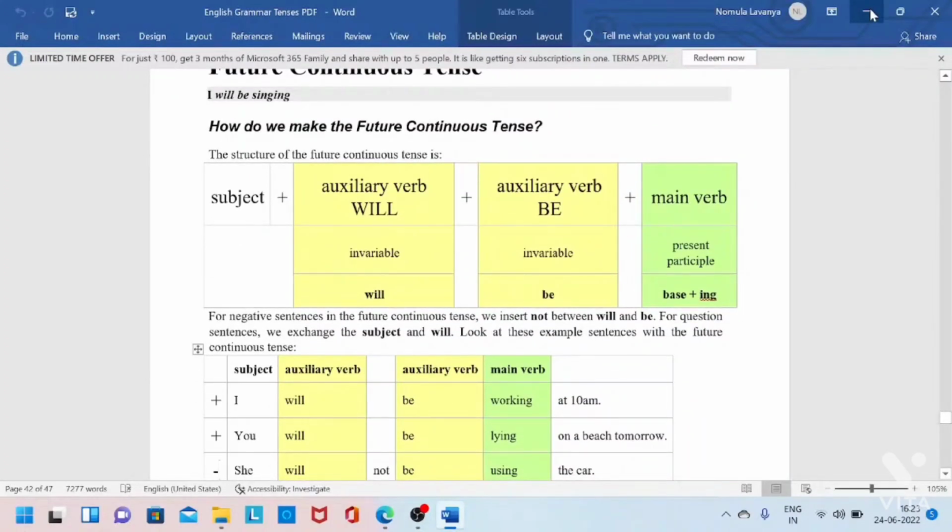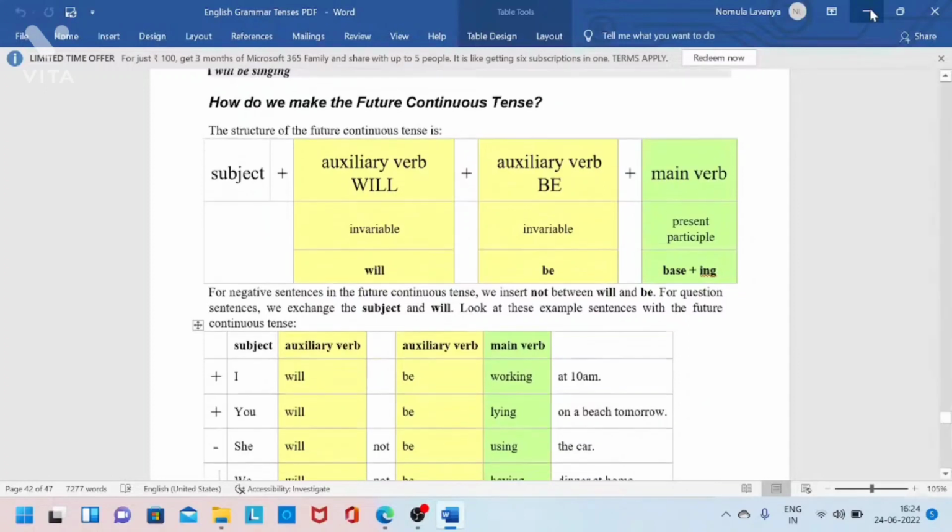For the negative sentences, as usual we will be inserting "not" in it, but in between, "not" also we will be using "will" and "be". And for the question, we will be exchanging the subject and "will". Okay, "will" is again the auxiliary verb. So look at the examples.